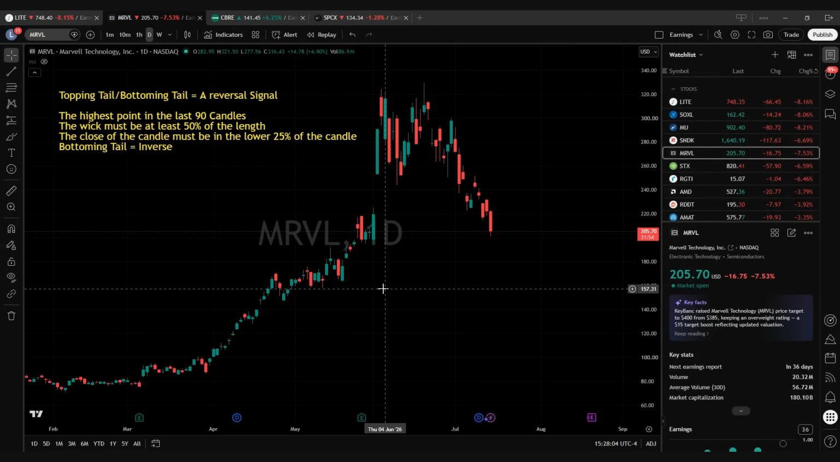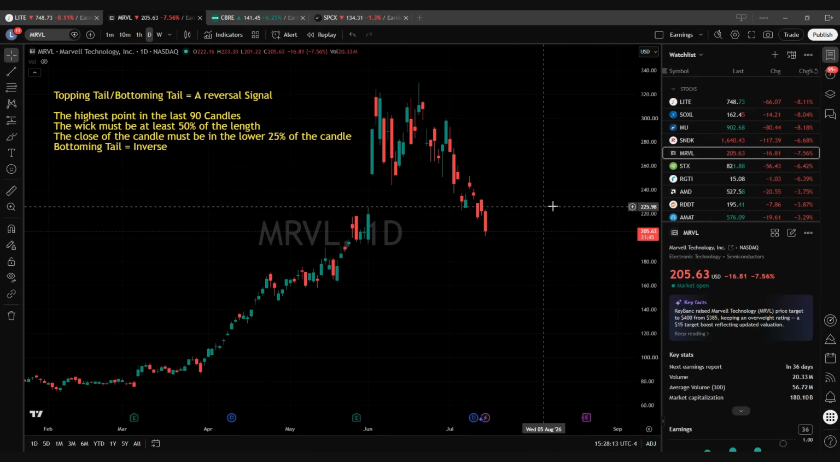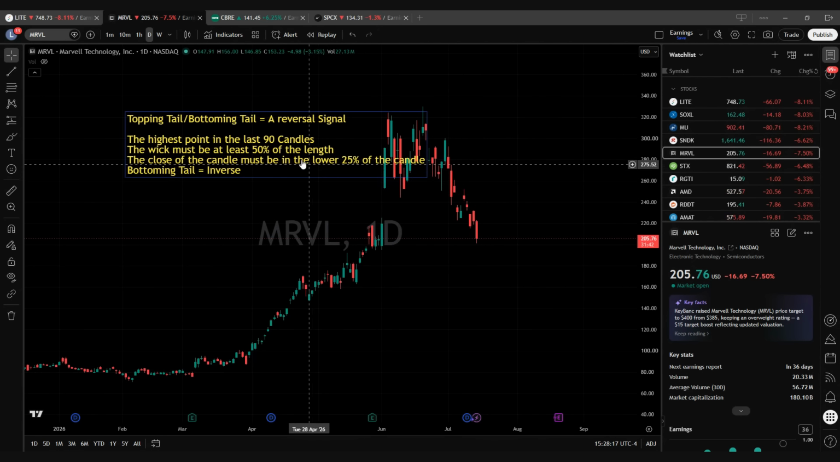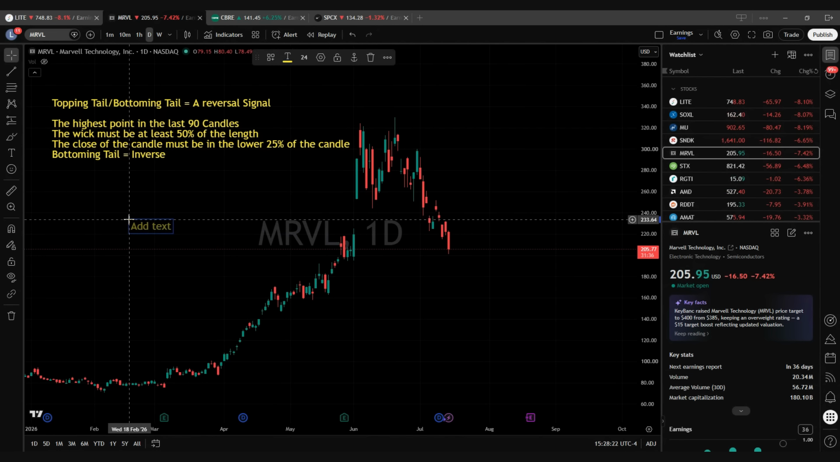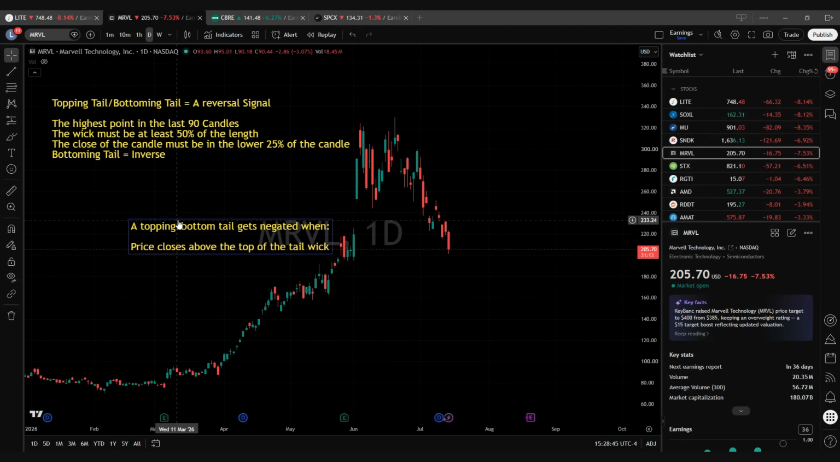And that is understanding when this would get negated. Now, there is a third rule that I have yet to add on here that is the most important rule, and it's actually explaining when it gets negated. So I'm going to write it here. A topping or bottoming tail gets negated when price closes above the top of the tail wick.